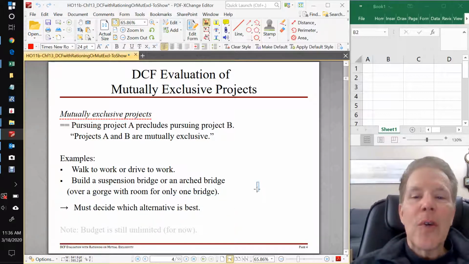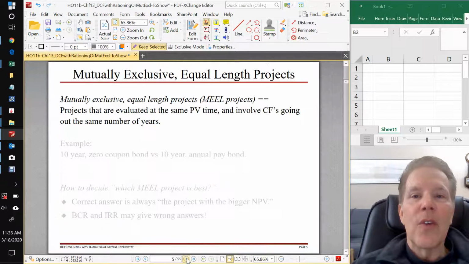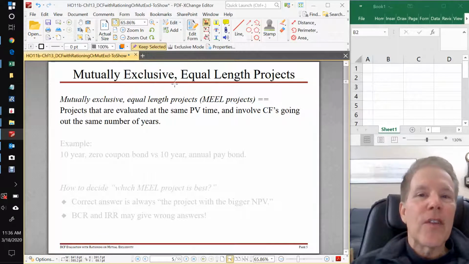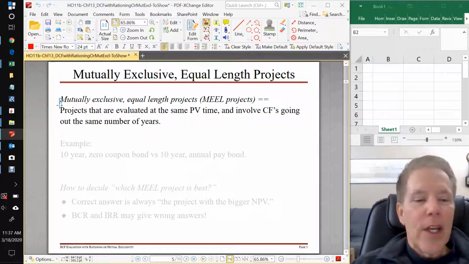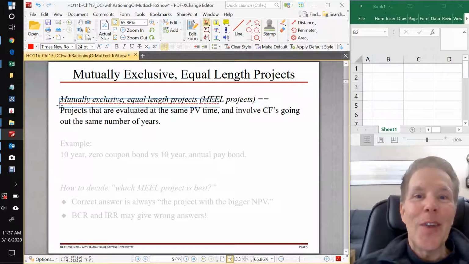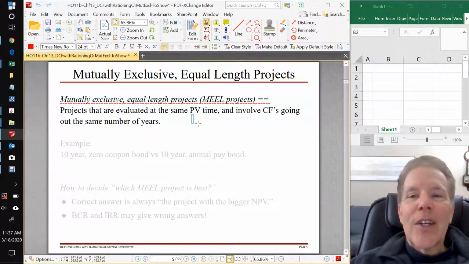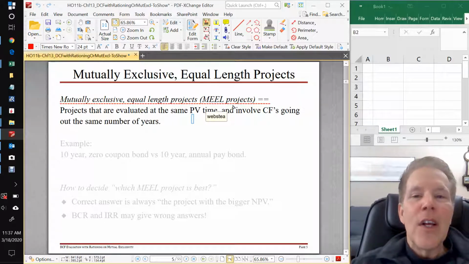So what we want to do is decide which alternative is best here, and let's consider doing this with unlimited budgets for now. We'll start constraining our budget soon enough. So the particular type of mutually exclusive projects that I want us to focus on are what's called mutually exclusive equal length projects. So as usual, we have a definition. What do you do when you get those definitions? Memorize those babies, right?